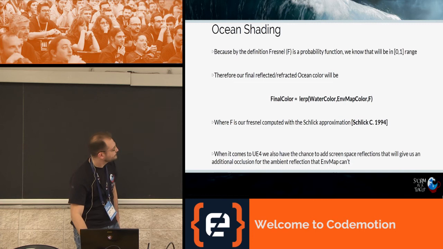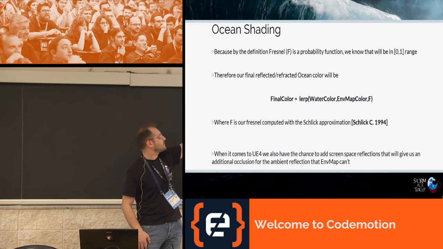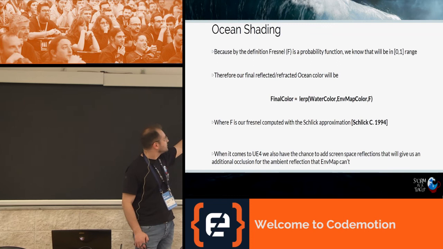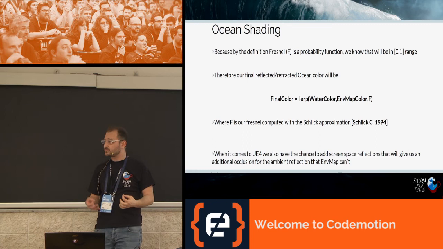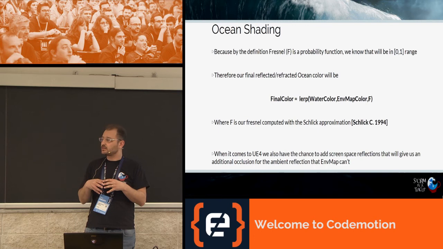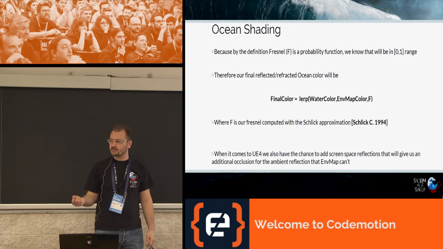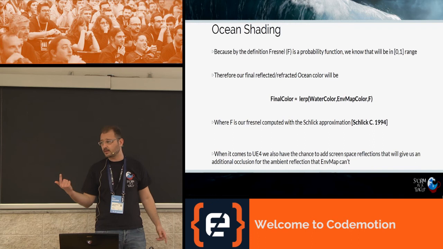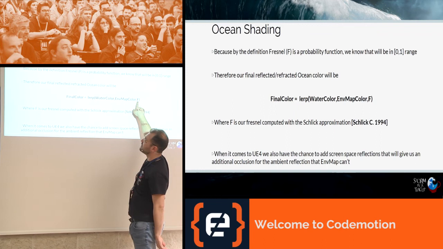So again, ocean shading. Because the definition of Fresnel F is a probability function, we know that it's in the range between 0 and 1. Therefore, the final refracted ray is basically a linear interpolation between the water color and the environmental specular indirect reflection color, which is encoded in an environment map. And F is a very convenient interpolation factor for the linear interpolation, because it goes from 0 to 1. So we have a linear interpolation of water color and environment color by F. This is the previous expression of Fresnel.